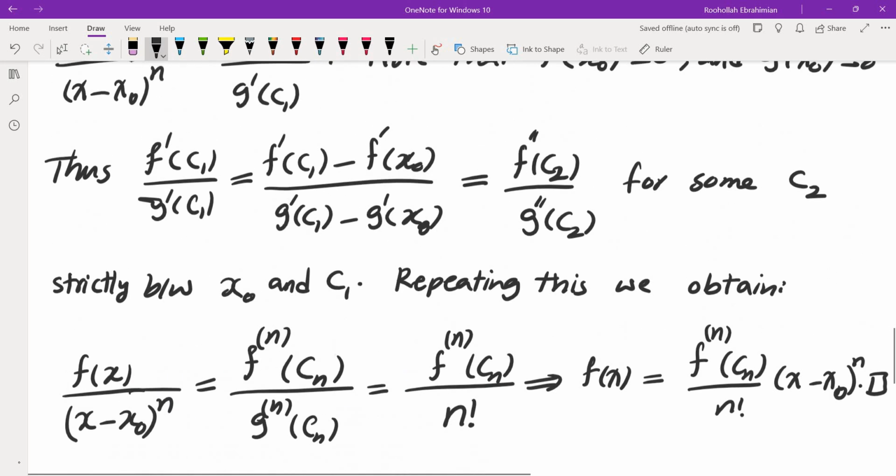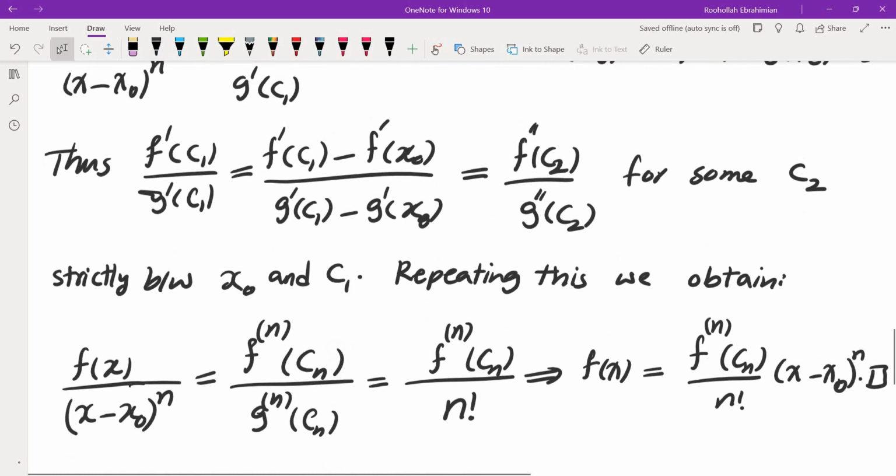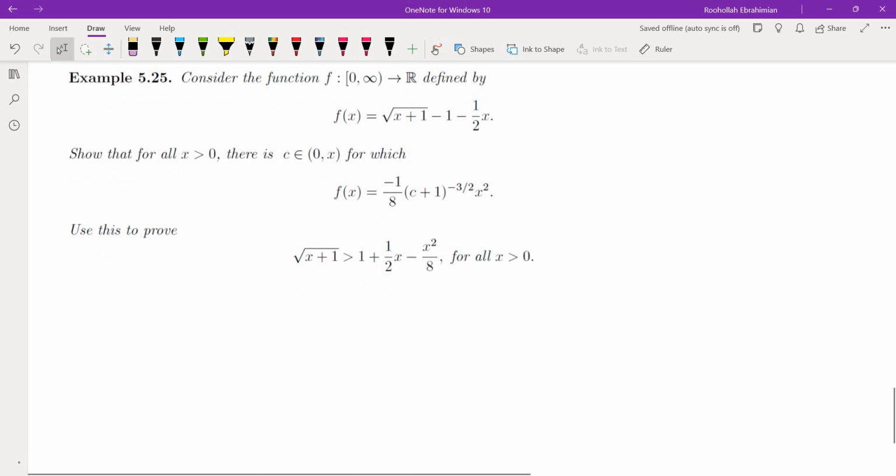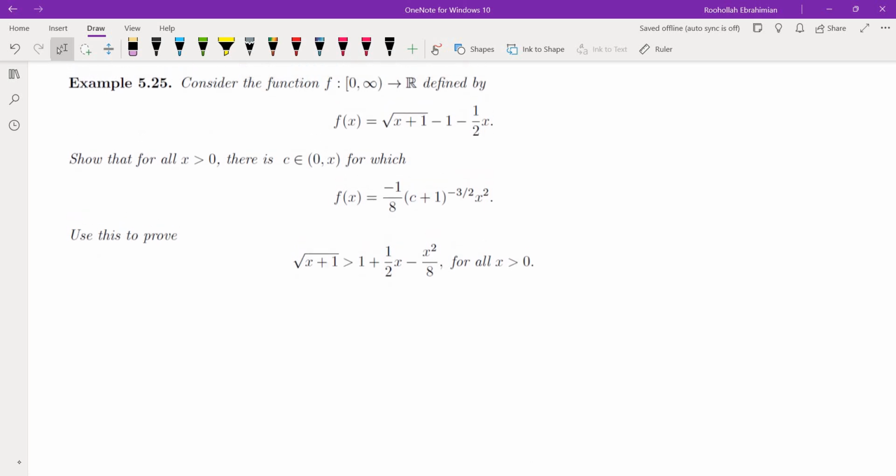Okay, so this completes the proof of this theorem. We just repeatedly apply this exact same theorem, the Cauchy mean value theorem. Next, we are going to look at an example that uses the previous theorem.